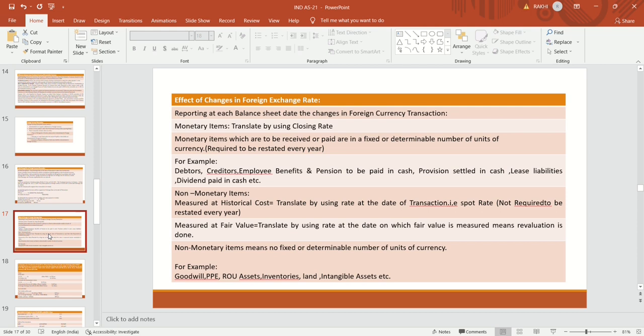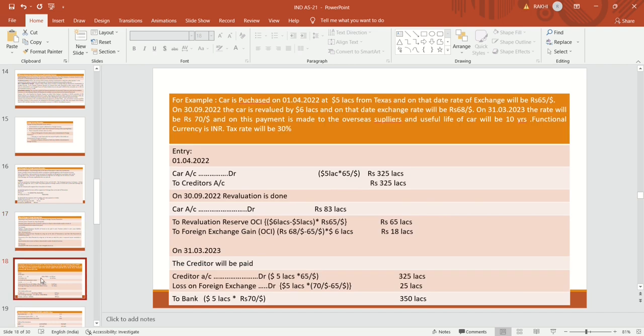Monetary items are those items. If any gain arises due to monetary item foreign exchange fluctuation, it will be charged to P&L. But in case of non-monetary item, if any gain arises in case of historical cost, then it will be charged to P&L. But in case of fair value, it will not be directly charged to P&L, it will go through OCI in case of revaluation. This is to be explained by example.